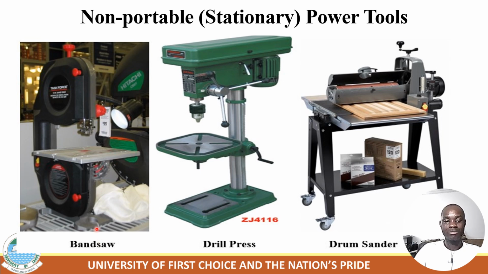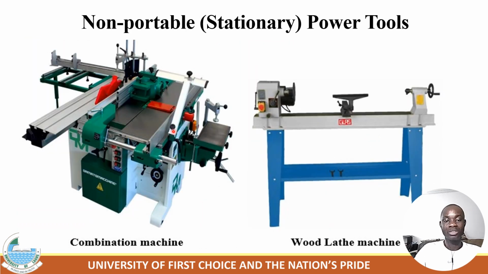Here are the diagrams of them. This is the diagram of a bandsaw, the diagram of a drill press, and the diagram of a drum sander. And here is a combination machine for mortising, for planing, and others. You can perform about 4 or 5 operations. And this one is a wood lathe for turning. As you have a turning operation in the lathe machine, there is also a wood lathe machine.